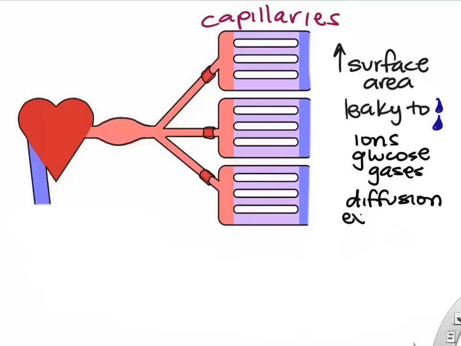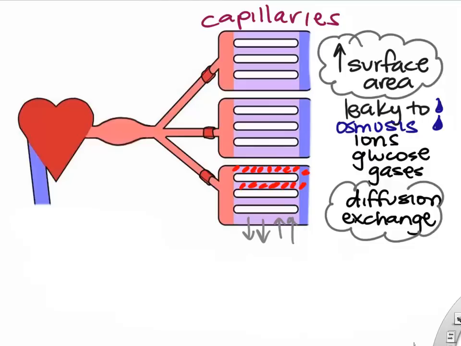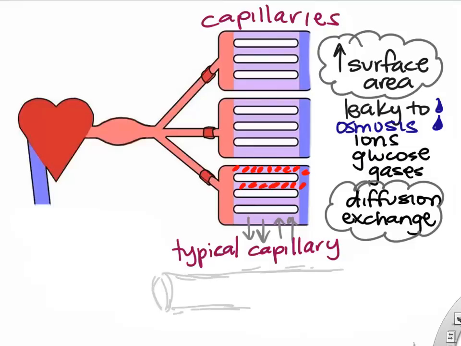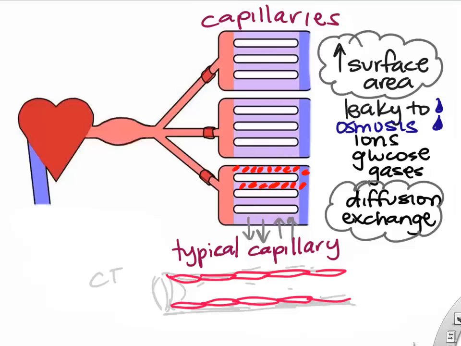We have diffusion of ions and glucose and gases in and out of our blood vessels. We even have osmosis of water back into our blood vessels. So capillaries, if you consider that they're so tiny that the erythrocytes actually move single file through a capillary. And if you look at a capillary, it's really just a small amount of connective tissue supporting that simple squamous endothelial lining. So those endothelial cells, remember, help prevent blood clotting.